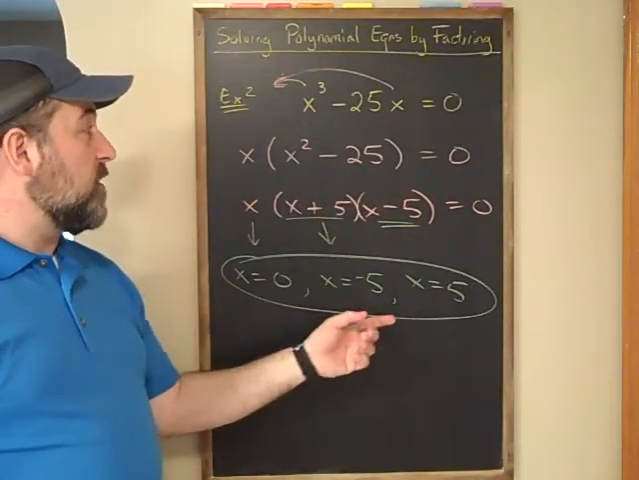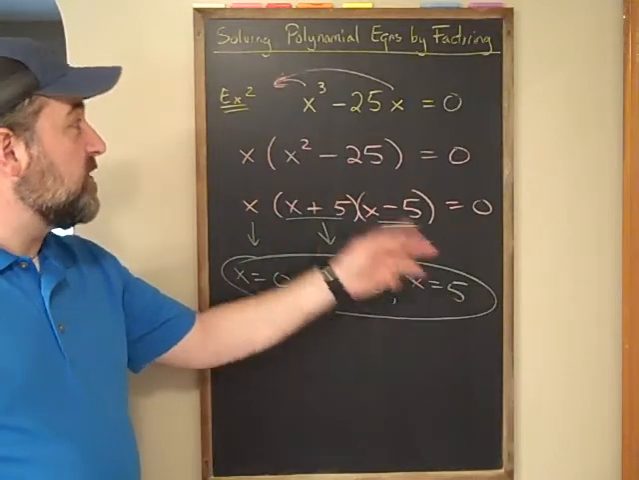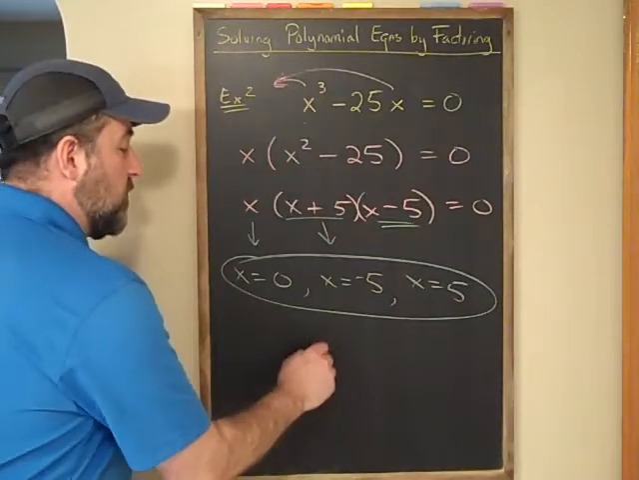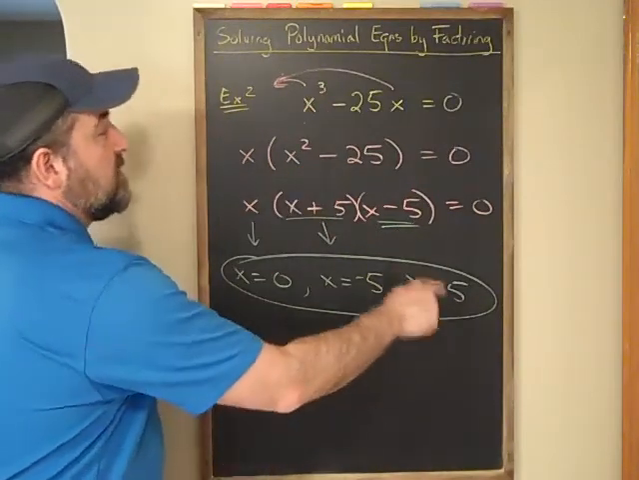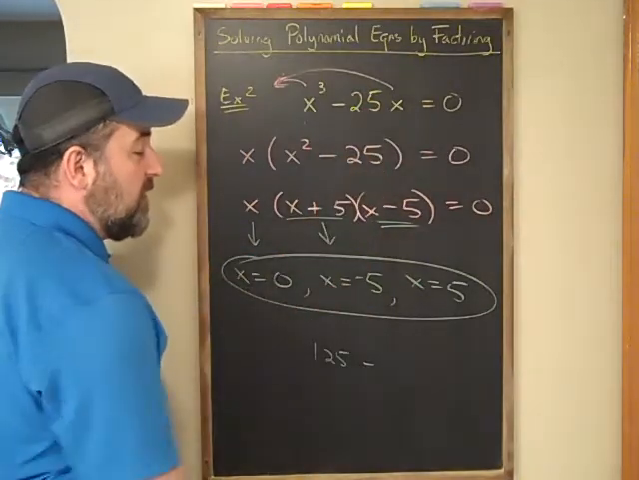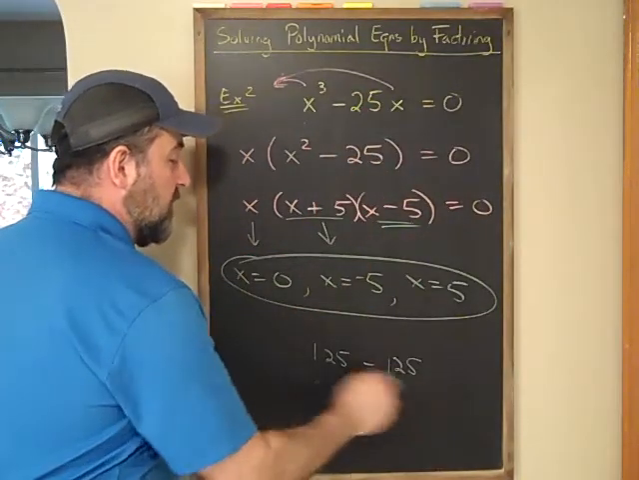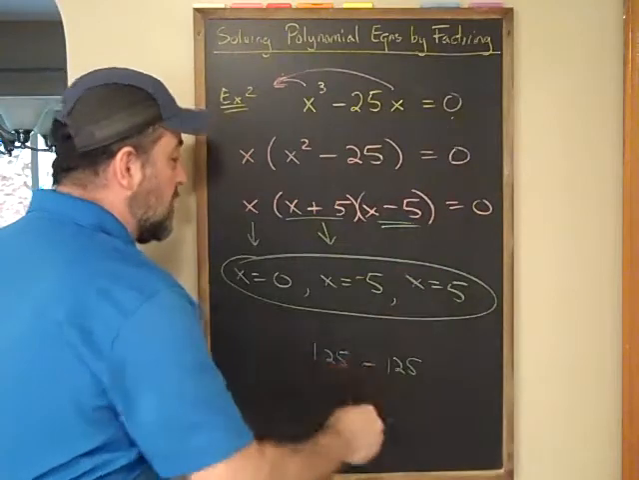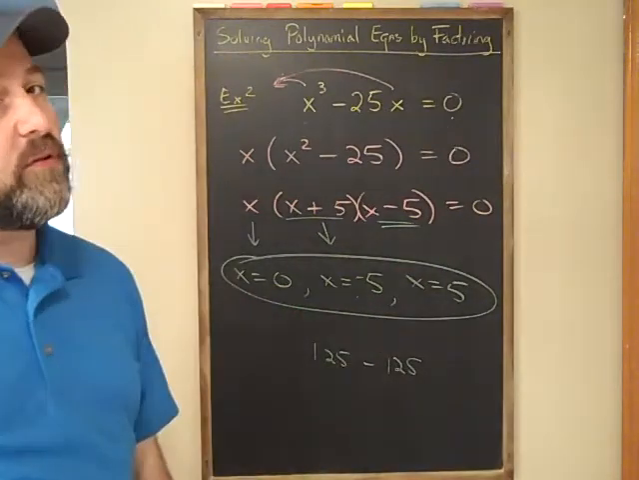If you just want to check one arbitrarily, we can check 5. 5 cubed is 125 minus 25 times 5 is 125. And 125 minus 125 is 0. You'll see that you get 0 for both of those as well.